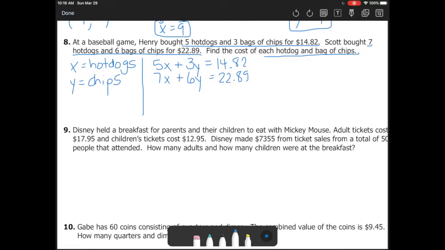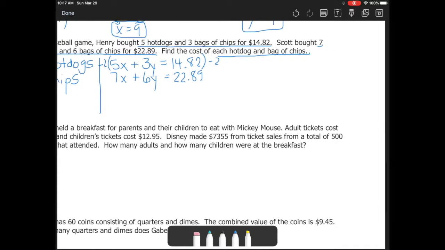So I'm going to multiply the first equation not just by 2 but by -2, because remember I'm going to want that to be a -6y to cancel out with my positive 6y. Now let me slide over a little bit here. Now what I have is -2 times 5x, that's -10x. -2 times 3y is -6y. And -2 times 14.82 is -29.64. I'm going to copy the other problem underneath, just how it was.